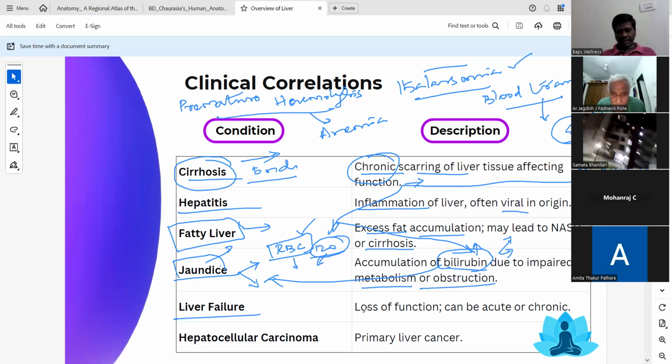And then liver failure. This is the condition where the hepatocytes lose their capacity to perform the metabolic activities, maybe due to some medications, mainly medications, in the acute condition. Chronic is because of various reasons, internal or external.